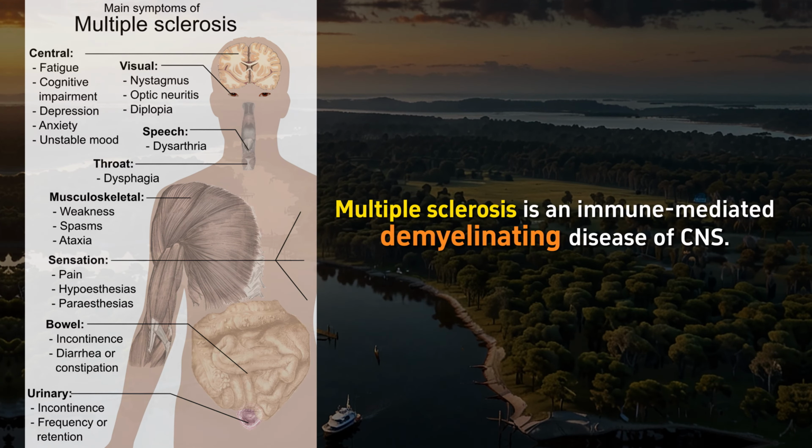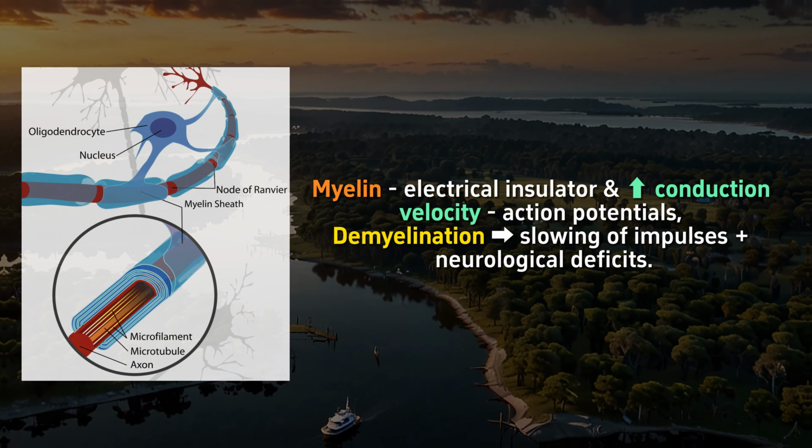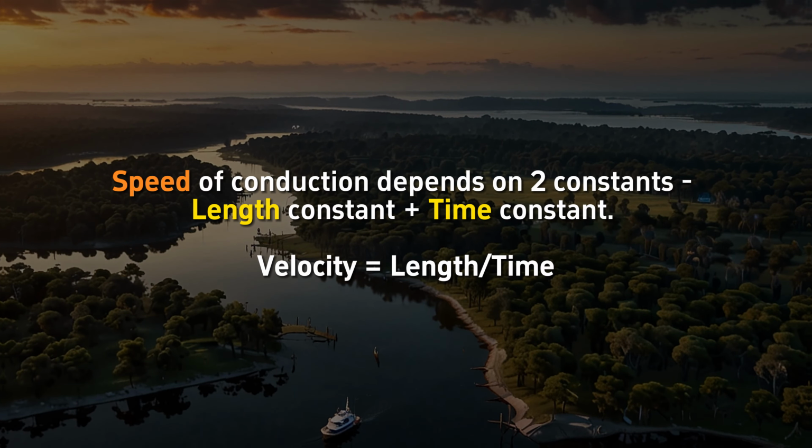Multiple sclerosis is an immune-mediated demyelinating disease of the central nervous system. Myelin is an electrical insulator and increases the conduction velocity of action potentials. Demyelination leads to slowing of the impulses with resultant neurological deficits. The speed of conduction down an axon depends on two constants: the length constant and the time constant.